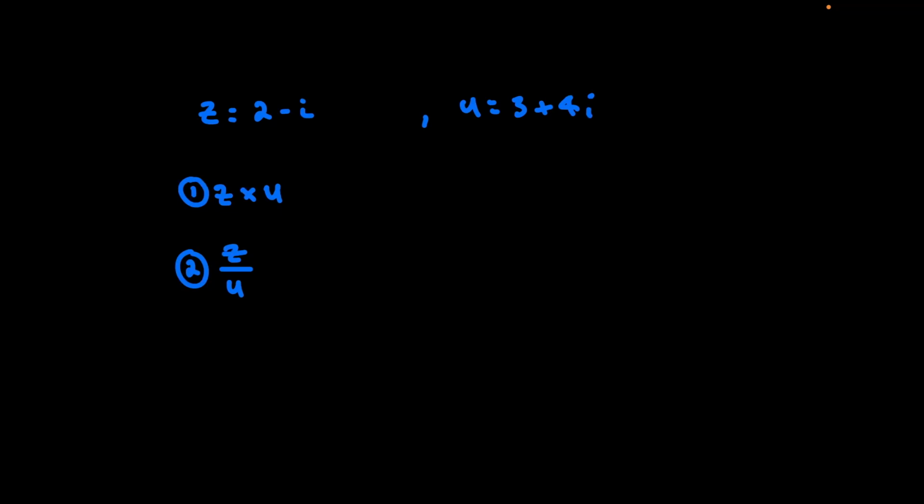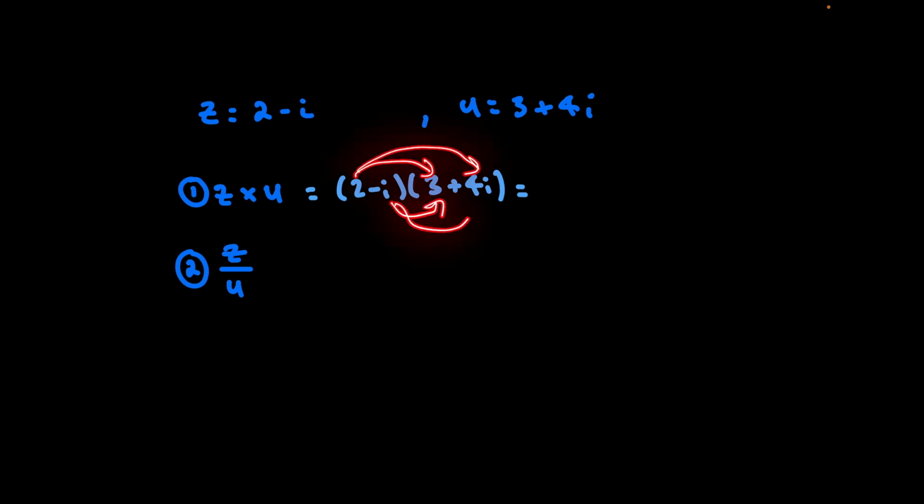Okay, in this video we're going to be looking at how to multiply and divide complex numbers in their Cartesian form. So let's start with multiplying two complex numbers together. If you want to work out what z times u is, that's simply the same as 2 take i times by 3 plus 4i. And we can simply just use our distributive law to expand out these two brackets like such.